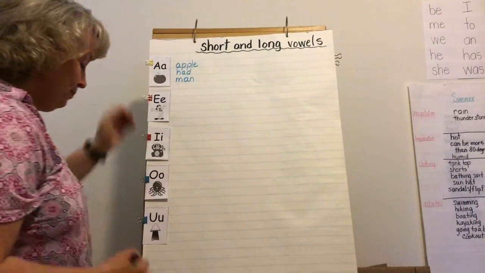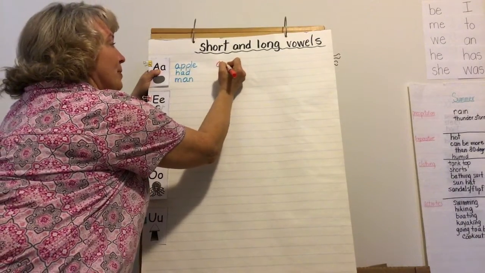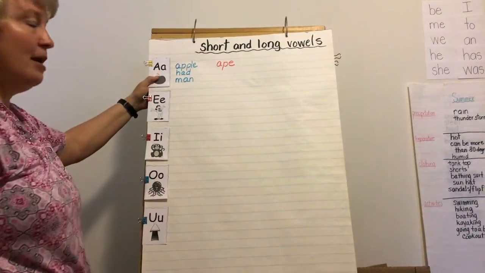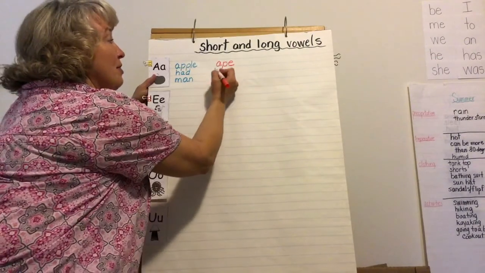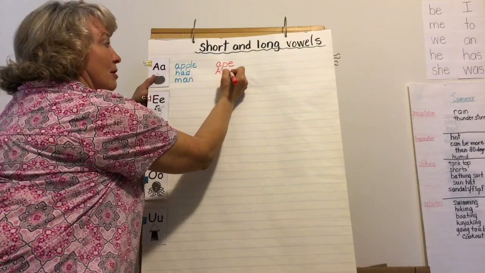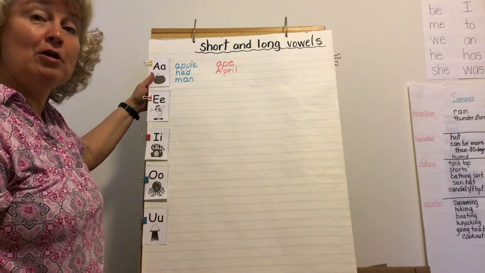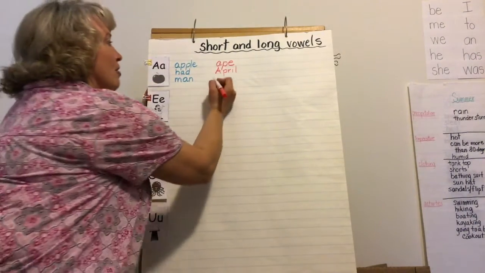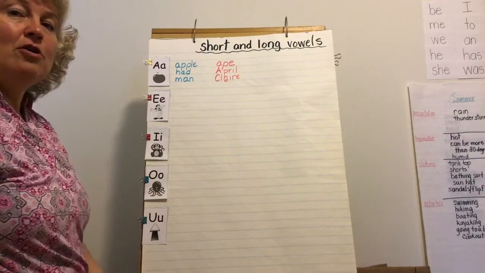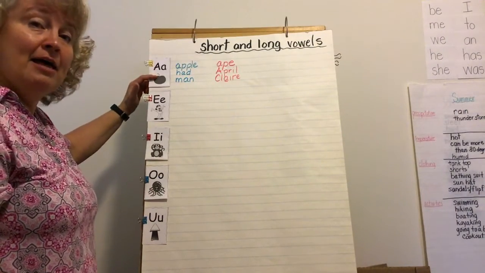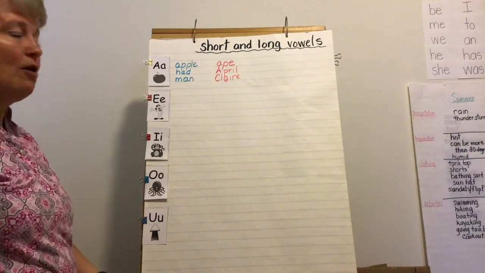So for example, the word ape, like a monkey, an ape. Another long A sound could be like the month of April. And we could also use a friend from our class, Claire, where we hear that long A sound. Claire. So listen for the difference. Okay. So let's move on to our E.